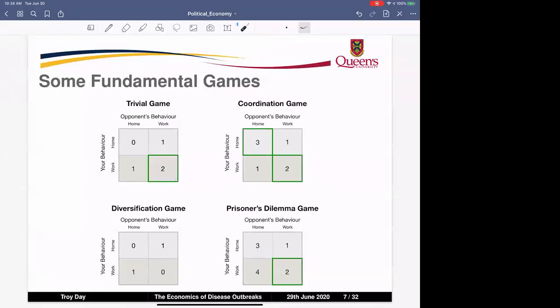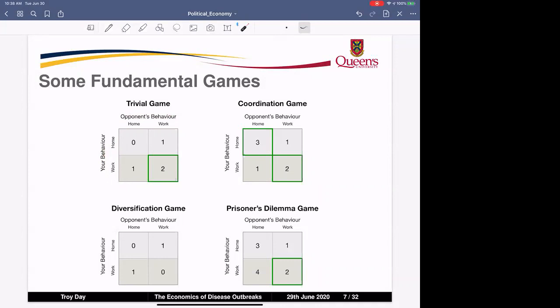And I'm going to talk about specific games, because it turns out that specific games arise over the course of an outbreak. There are these 4 particular games that I want to highlight, because they're going to be important in the results I'm going to present. So to walk you through this, these are simple examples where I'm imagining you're playing against a single opponent. Your behavior is on the vertical, and your opponent's behavior is on the horizontal. And you each have 2 choices. You can either go to work or you can stay home.